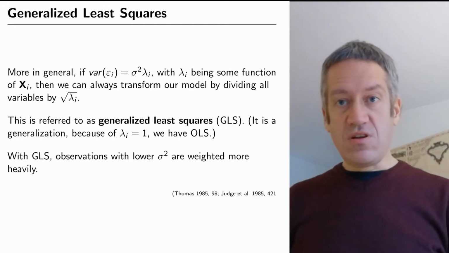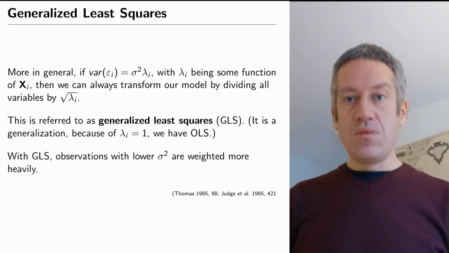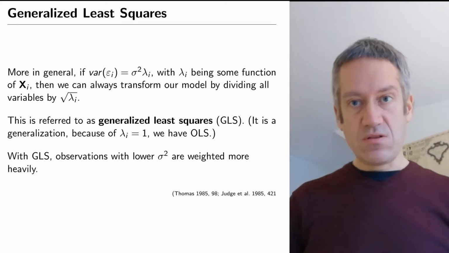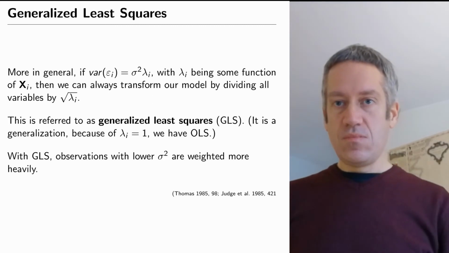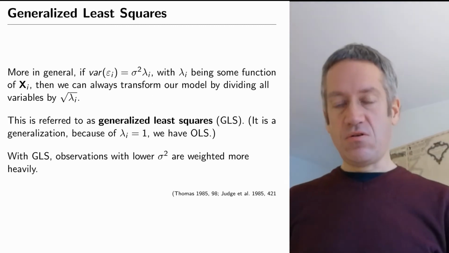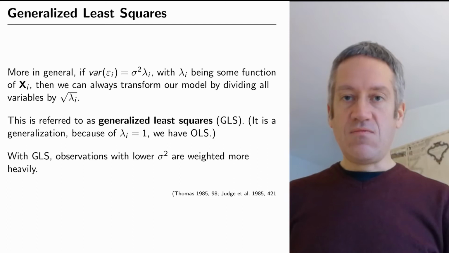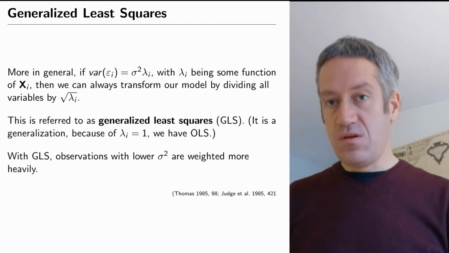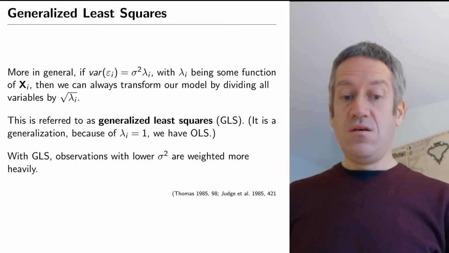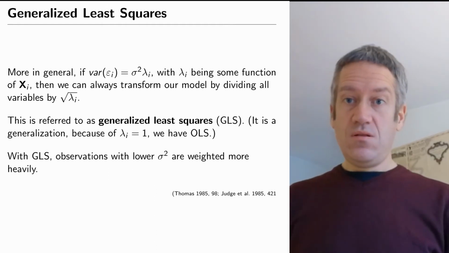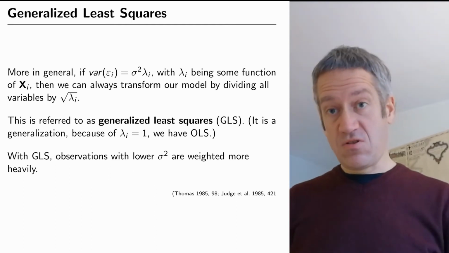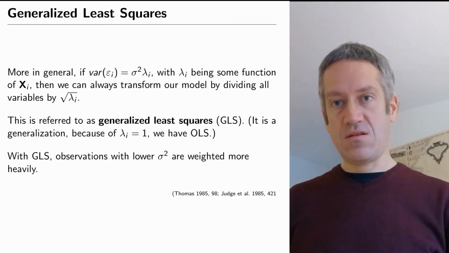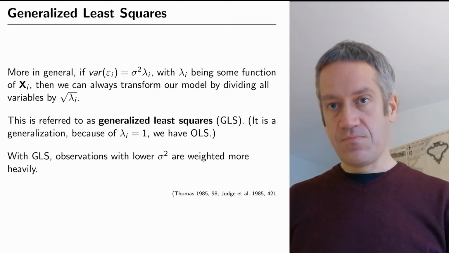So the first solution is called generalized least squares. And it's generalized because it can deal with more types of variance. The special case of this is now the constant variance. And we can use generalized least squares when we can come up with some kind of transformation, some value that explains the heteroskedasticity, so that we can divide the variances by this quantity.